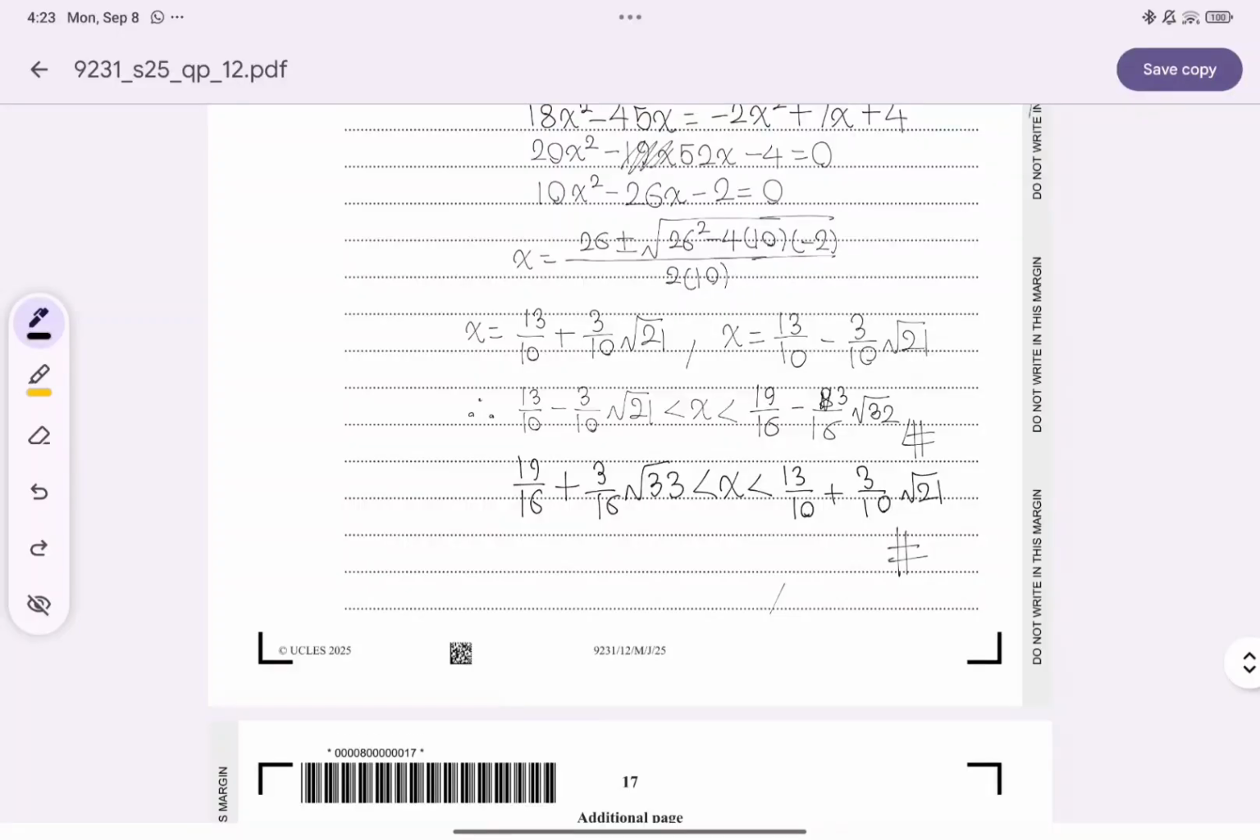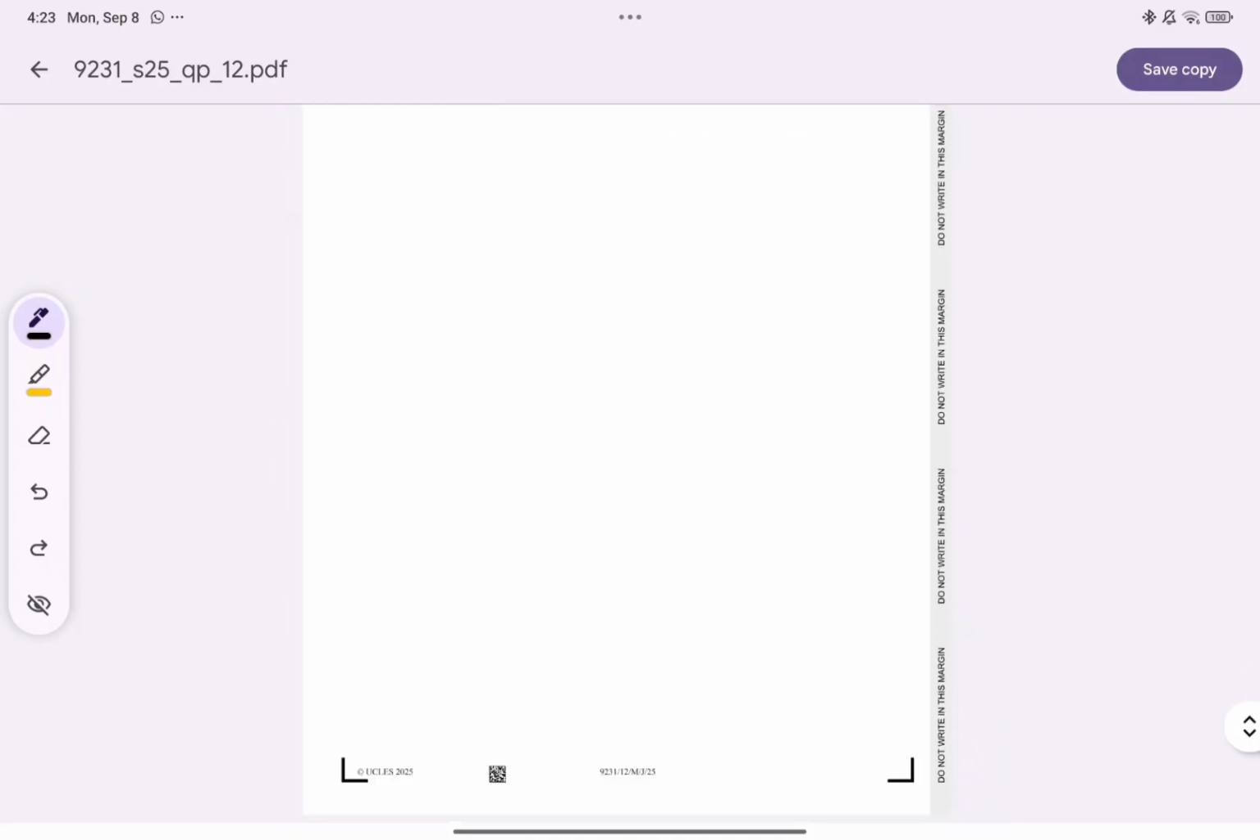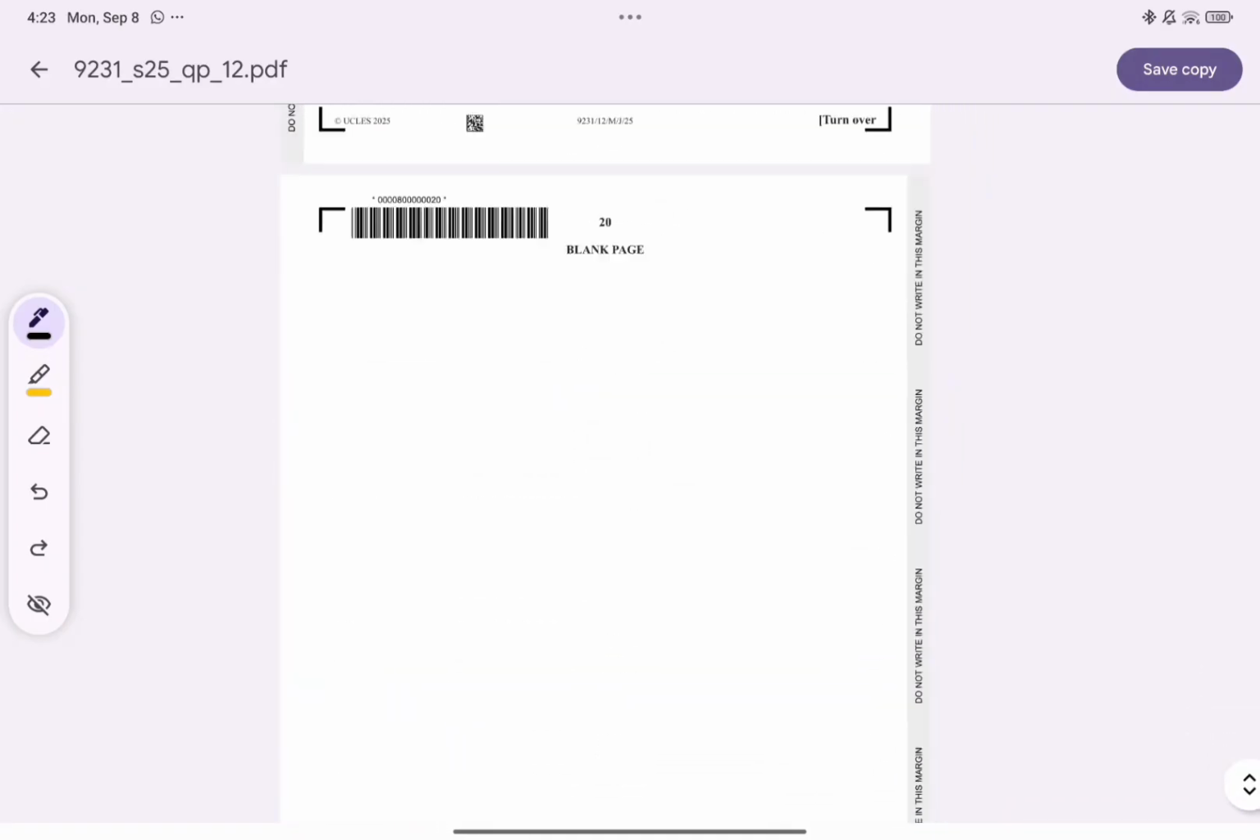So these two are our final answers. These are the set of values of x, and we have also come to the end of this paper.